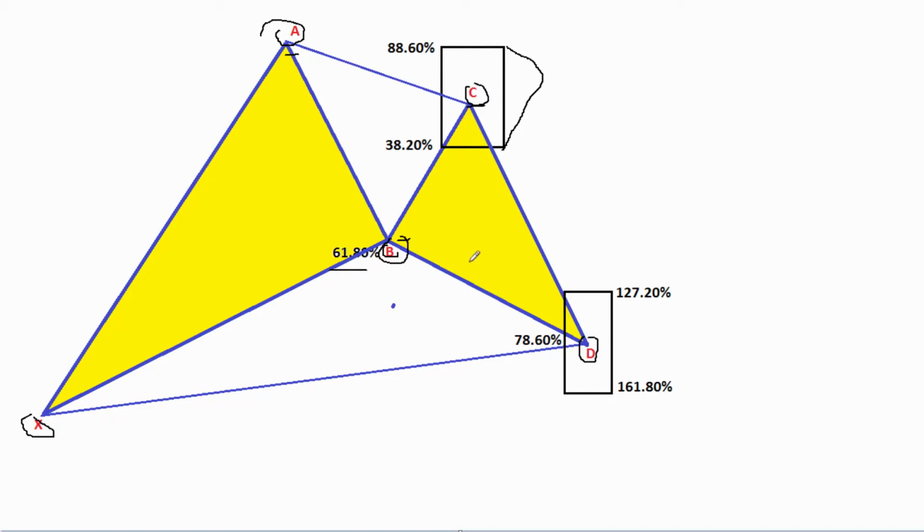leg will have an extension from this range here, just like this, of a minimum of 1272 to a maximum of 1618. And then the XAD, which means the X low, the A high to the D has a 786 retracement. This is considered the completion point of the pattern.